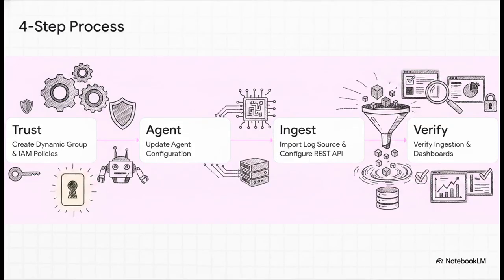Now, for all you IT ops professionals tuning in, don't worry, we're focusing on the top-down architectural goals here, not making you read line-by-line code. The implementation flows logically. Step 1 is simply establishing trust with a dynamic group in IAM policies. Step 2, updating your agent config. Step 3, importing the log source and tweaking the REST API. And Step 4, verifying your dashboards. Let's do a quick run-through.